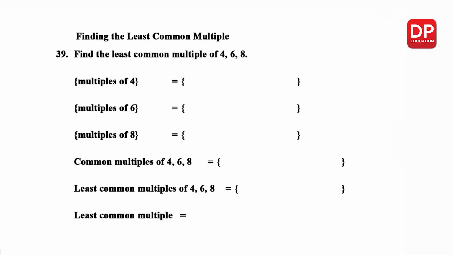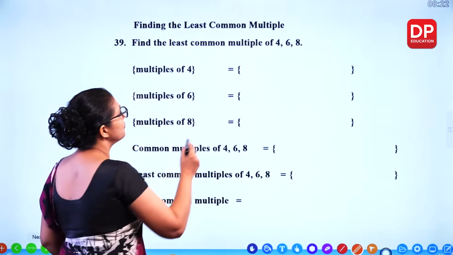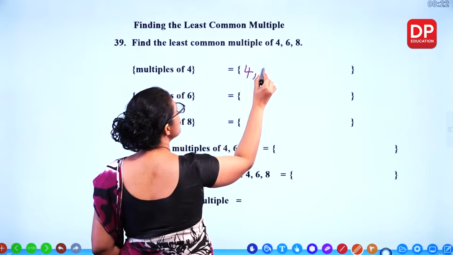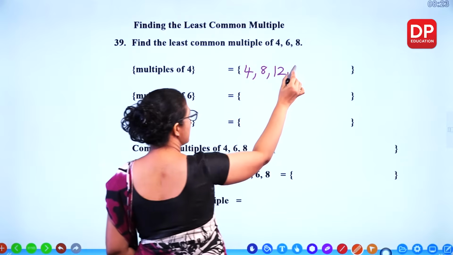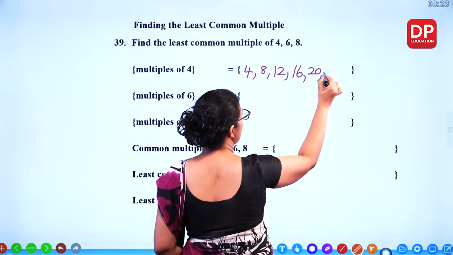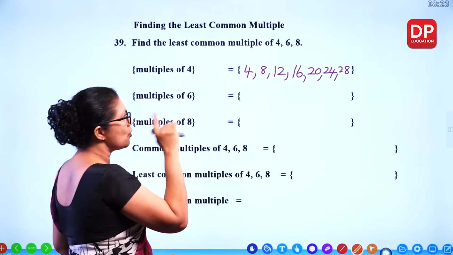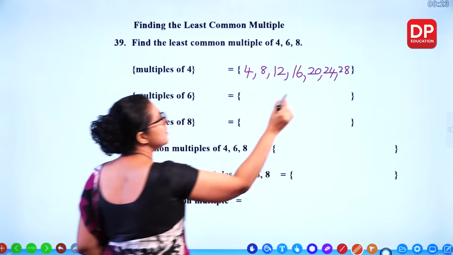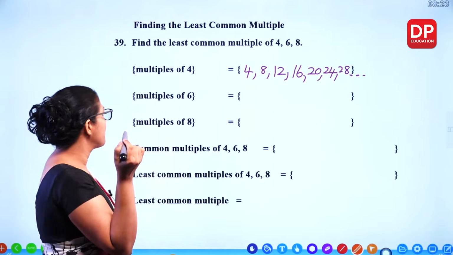Now finding the least common multiple. Finding the least common multiple of 4, 6, 8. What are the multiples of 4? 4 times 1, 4. 4 times 2, 8. 4 times 3, 12. 4 times 4, 16. 4 times 5, 20. 24, 28. You can write more, but we'll stop here. We'll put 3 dots. That means it's continuing.